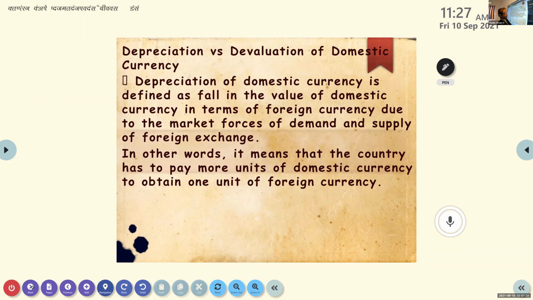Okay. Next, what do you mean by managed floating rate? Amal Raj, do you know? It's a system in which the rate is determined by the market forces only. You're talking about the flexible exchange rate, right? What do you mean by managed floating rate or managed flexible exchange rate?